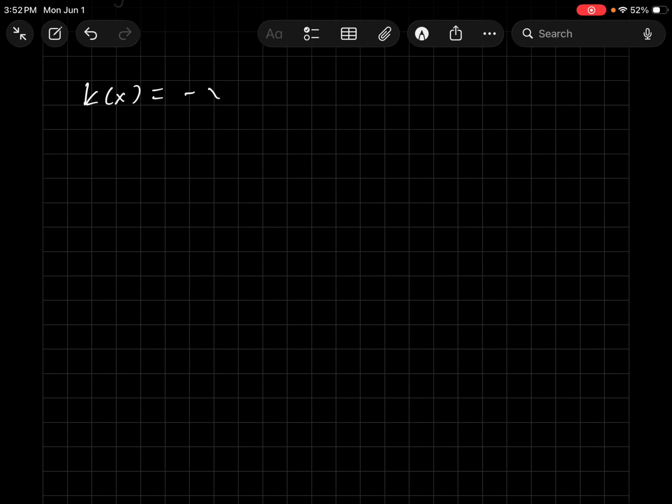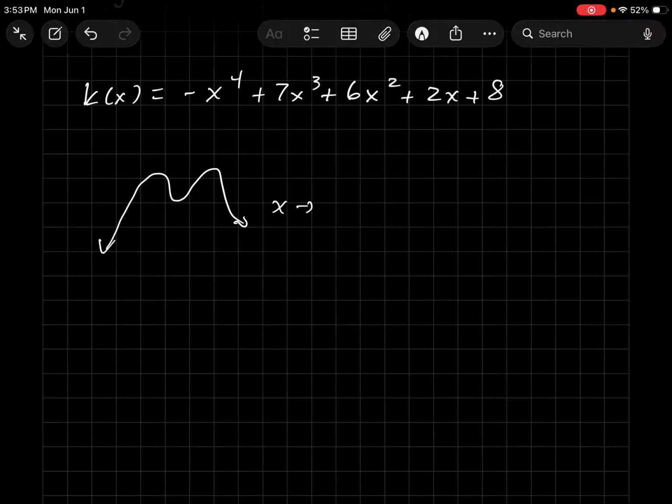We'll do k is negative x to the fourth plus 7x cubed plus a bunch of other things that don't really matter, right? At least not with end behavior. Because if I know my parent function, I know k will look roughly like this. And if I know my graph, then I know my end behavior. Since k is pointing down, as x gets really big, y goes to negative infinity. And as x gets really small or really big negative, y goes to negative infinity as well. And we have the end behavior.